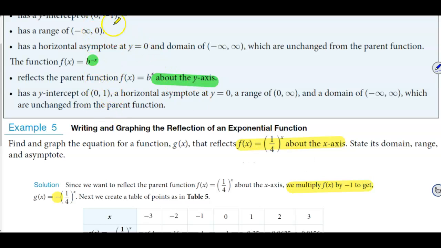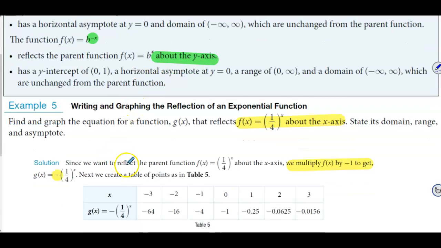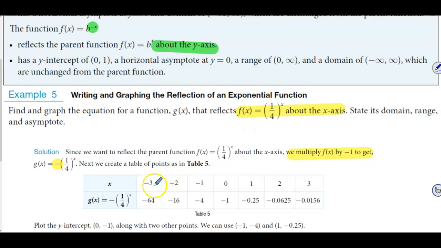So let's go ahead and read on. Now, since we want again to reflect the parent function about the x-axis, we're going to multiply f of x by negative 1 to get g of x, which is equal to negative times 1/4 to the x power. And then we can create a table of points using all our values from negative 3 to positive 3.